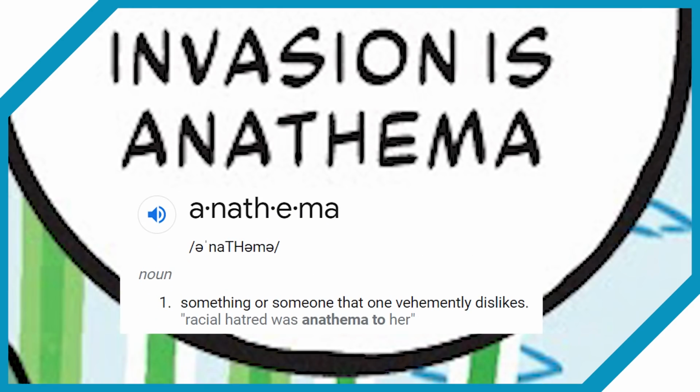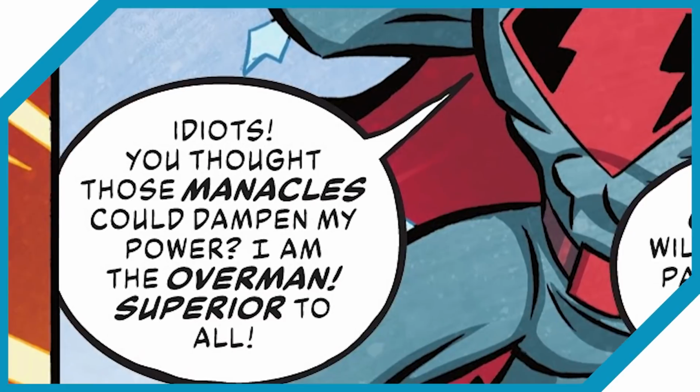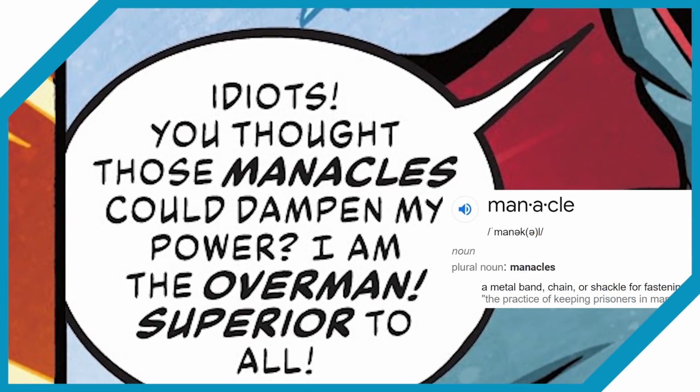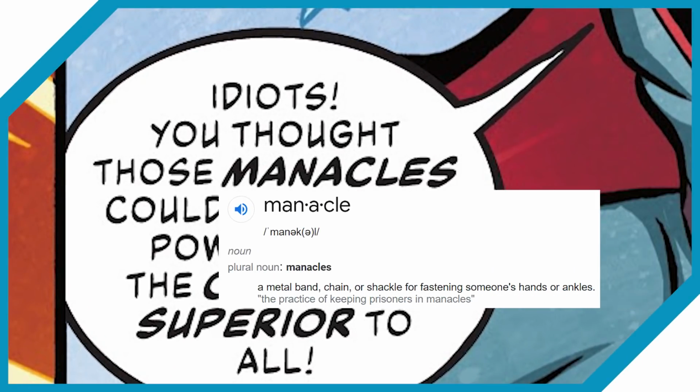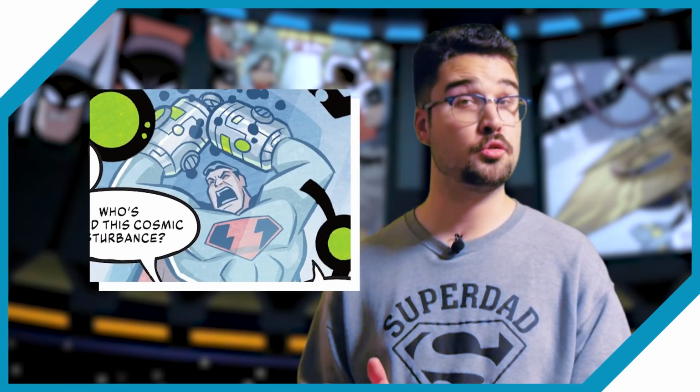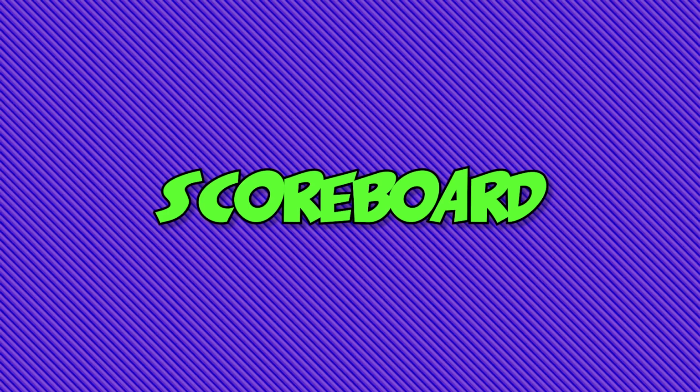Even more new high school English class vocab words this issue. We got anathema, which means something or someone that one vehemently dislikes, and manacles, which I for some reason didn't know were metal bands, chains, or shackles for fastening someone's hands or ankles. So these could canonically be super manacles? I'd say I'll see myself out, but I have one more note to myself that says somehow incorporate the Spider-Man pointing meme, but with Superman and Superman D. Well, here you go. Scoreboard!